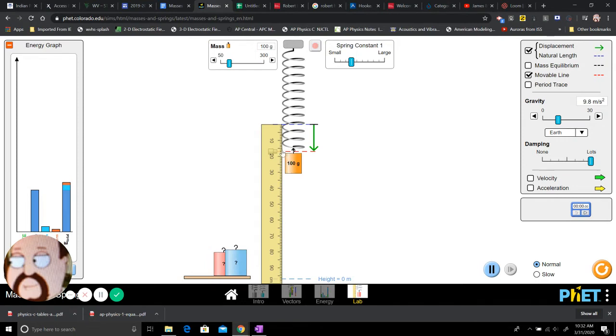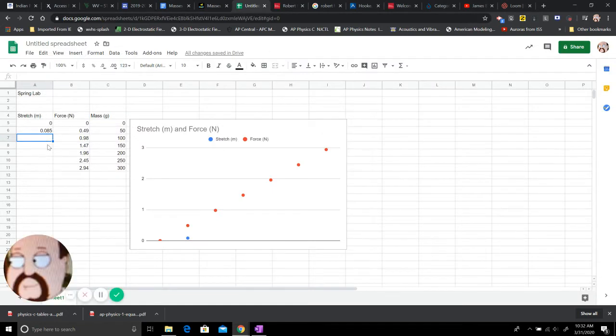You say, what's that look like to you? Well, to me, that looks like 15, 16. I think it's right on the 17, 18.9 centimeters. What do you think? I will call it 18.9 centimeters. So I'll go to my chart. I'll put in 18.9 centimeters. That's 0.189 meters. Right.